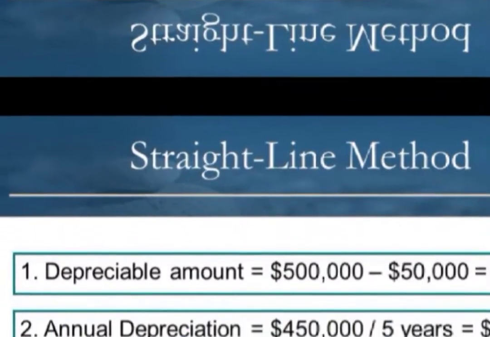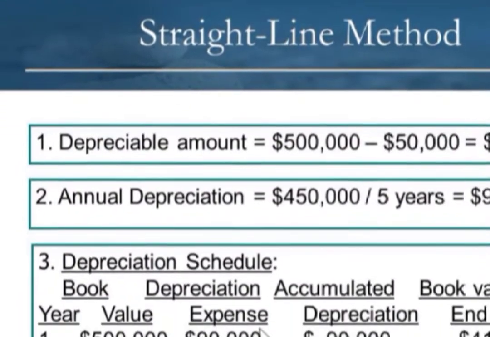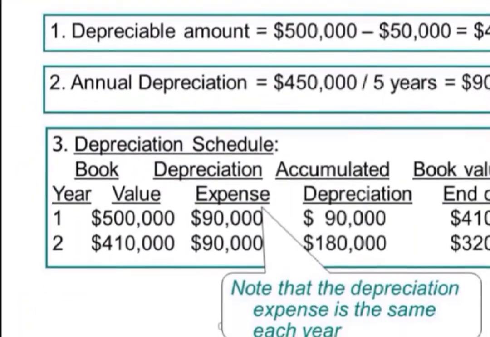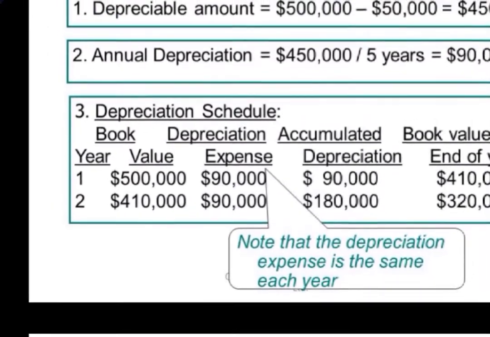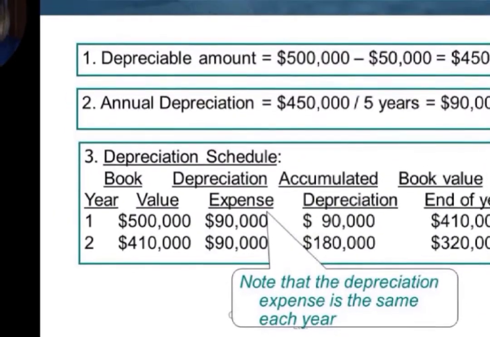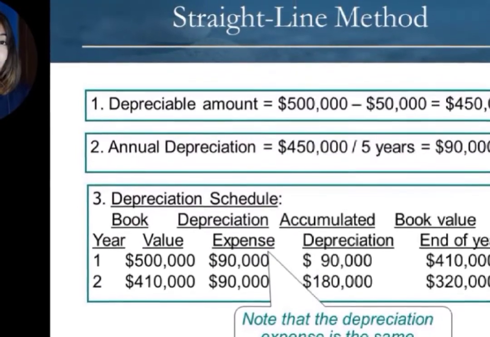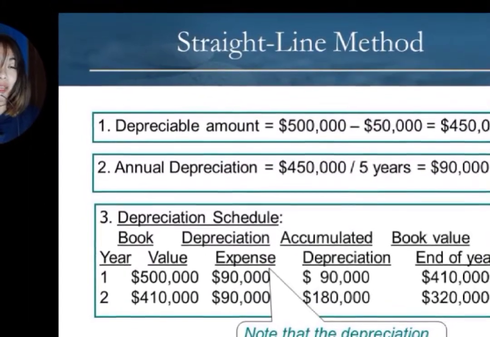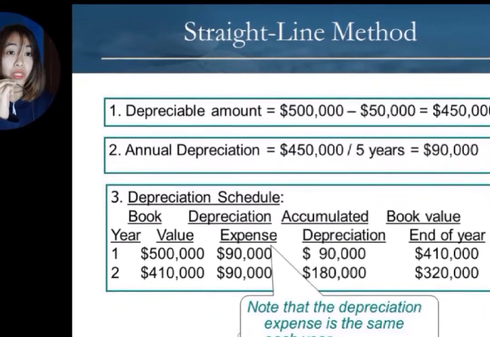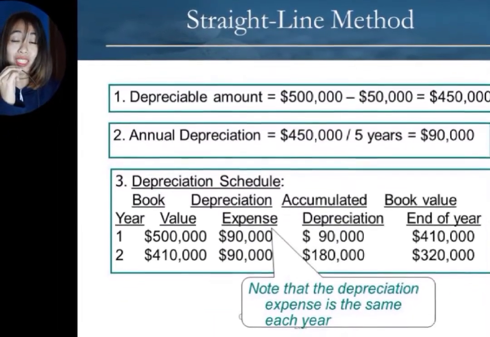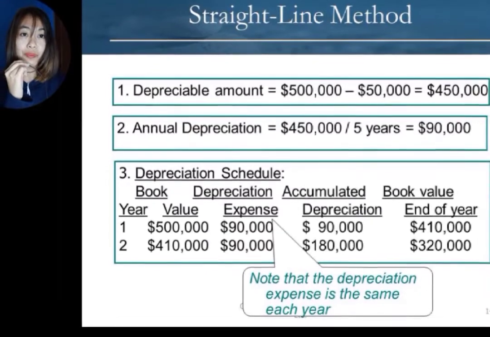To construct a depreciation schedule using the straight line method, we just have to first get the depreciable amount and the annual depreciation by following the formulas I mentioned earlier. Under the depreciation expense is the annual or yearly depreciation. Note, guys, that when using the straight line method, the depreciation expense each year is constant.